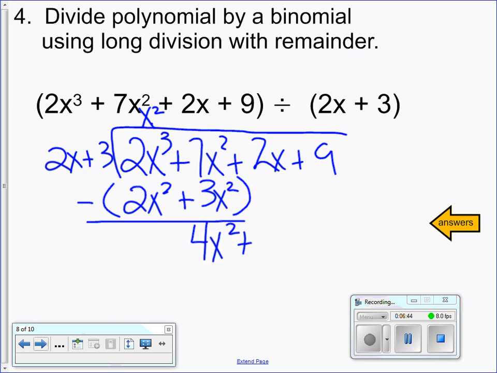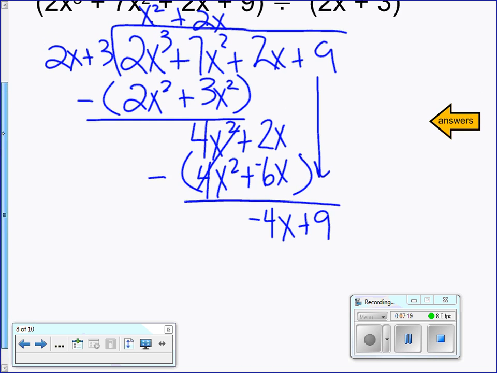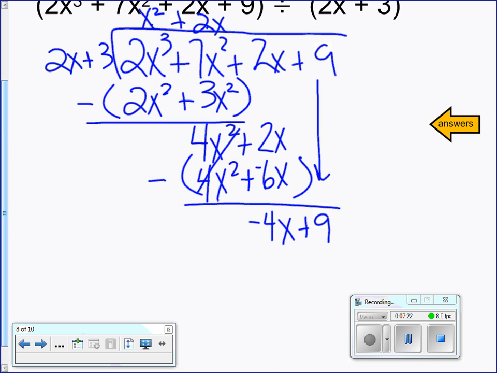Bring down the 2x. 4x squared divided by 2x is 2x. 2x times 2x is 4x squared. 2x times 3 is 6x. Subtract the whole thing. That's 0. That's minus 4x. Bring down the 9. 4x divided by 2x is negative 2.